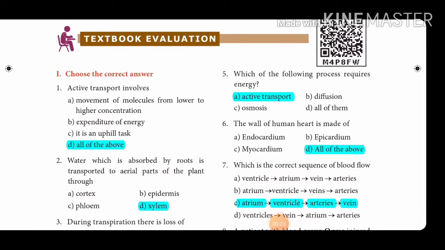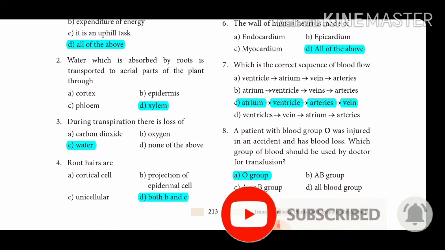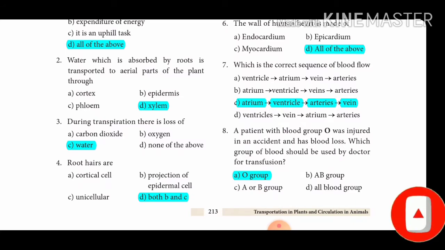First Roman letter, choose the correct answer. First one, active transport involves. The answer, that is option D, all of the above. Second one, water which is absorbed by a root is transported to aerial parts of the plant through xylem. During transpiration, there is loss of water. Fourth one, root hairs. The answer is both B and C. That is, B is projection of epidermal cell, C unicellular.